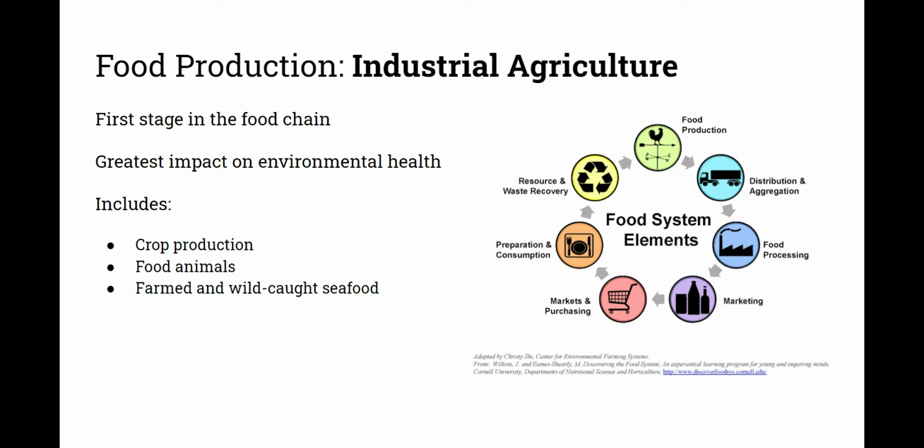And this has the greatest impact on environmental health. This element of the food system chain has the biggest thumbprint in terms of environmental health. And the industrial agriculture food production element includes things like crop production. So that's growing things like corn and apples and almonds and salad. Can I get a kale? And animals. Food animals is another one. We can also talk about seafood as part of this, so either farmed or wild caught seafood.